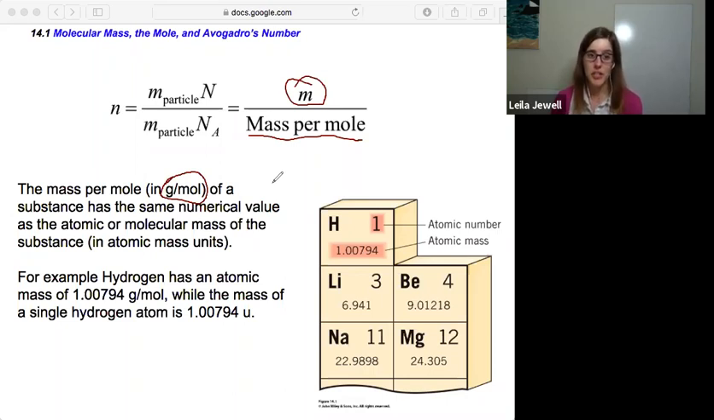So you can think of it as the same as the atomic mass. So hydrogen has a molar mass of 1.00794 grams per mole, while the mass of a single hydrogen atom is 1.00794 U. So these are very similar. And what you may be noticing is that periodic tables come in handy. So periodic tables aren't something you have to memorize in physics class. They're something that's provided for you.